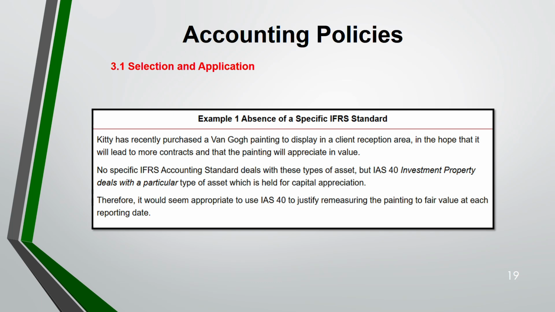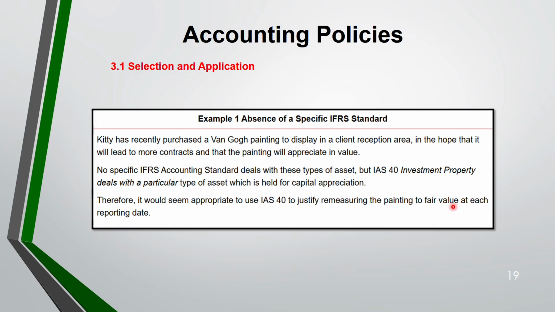So now you will look for a similar asset. First, you will look for a similar IFRS standard. So one standard they have taken is IAS 40 because they told one point, that it will appreciate in value. The painting will appreciate in value. We don't know what type of asset a painting is, but we know they said appreciate in value. So because of this, we have a similar asset that deals with appreciation in value. What is it? IAS 40, investment property. IAS 40 deals with a particular type of asset which is held for capital appreciation. Not painting, but yes. So in this case, you can use IAS 40 to remeasure the painting to fair value.